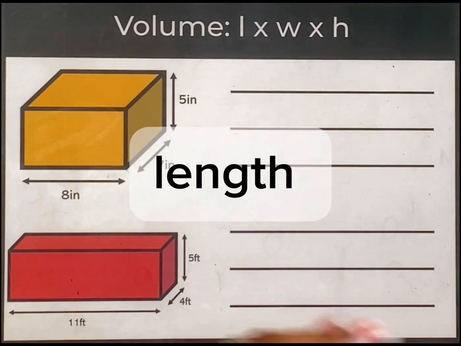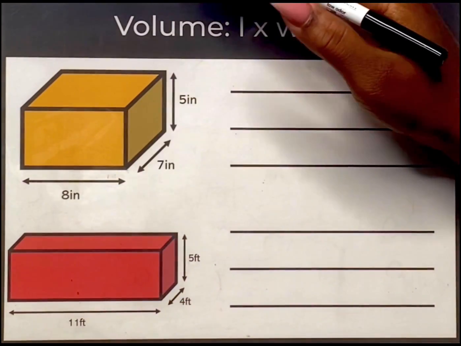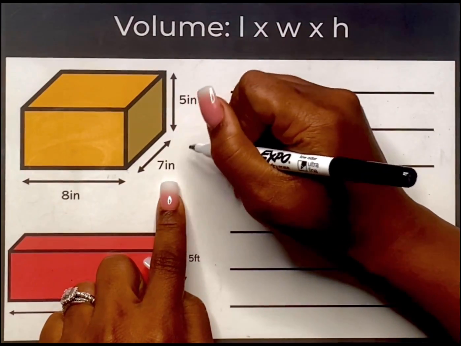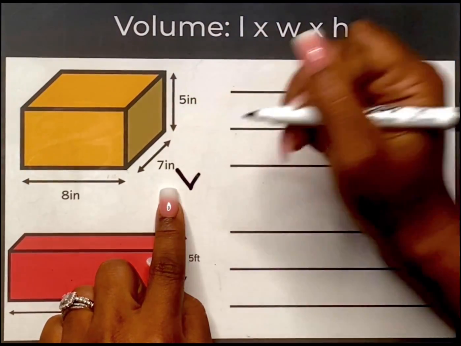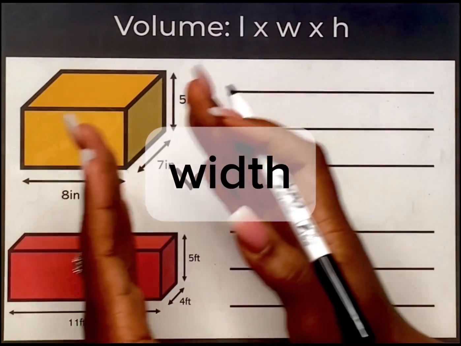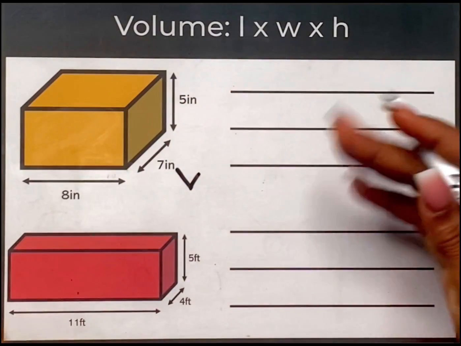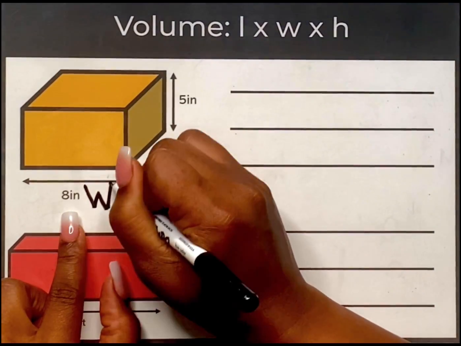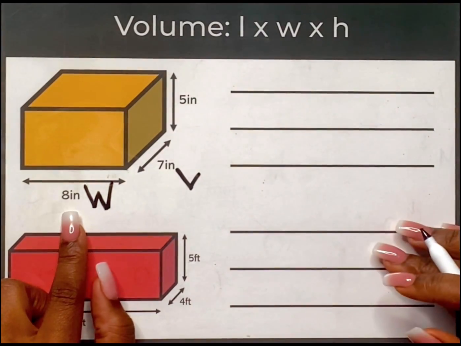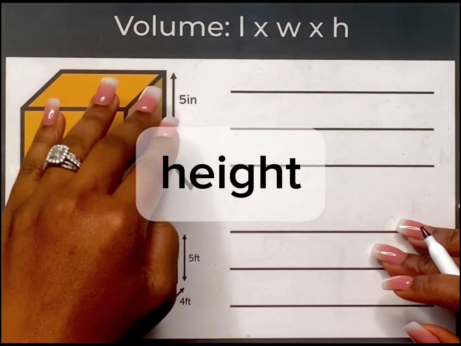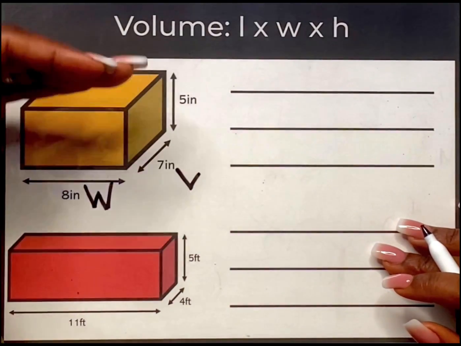The length is how far it stretches back. So we have a length of 7. So by this 7, write L. Our width is how wide our prism is, how wide it is. So we have a width of 8.